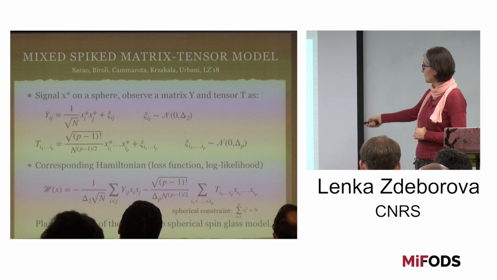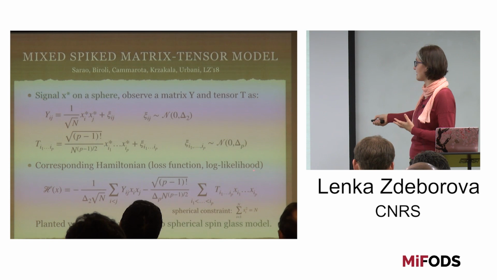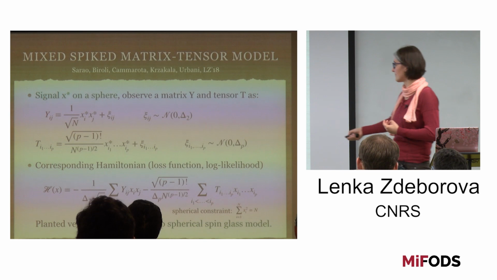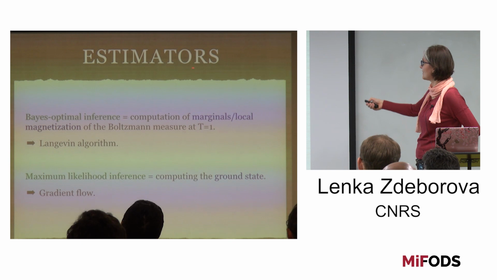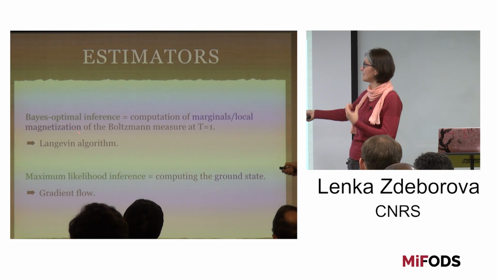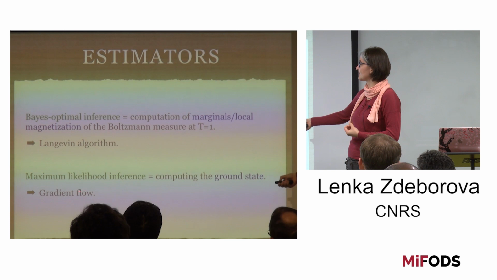If you look at it as a maximum log-likelihood estimator, it corresponds to minimization of this function. This corresponds to the Hamiltonian of that model with the horrible name. The two estimators that I highlighted are the Langevin algorithm, which aims to match the Bayes optimal performance, and the gradient flow, which aims to find the maximum likelihood.